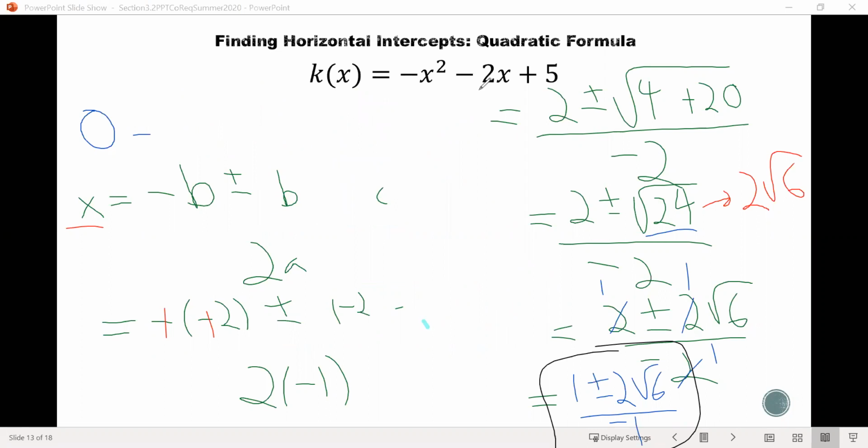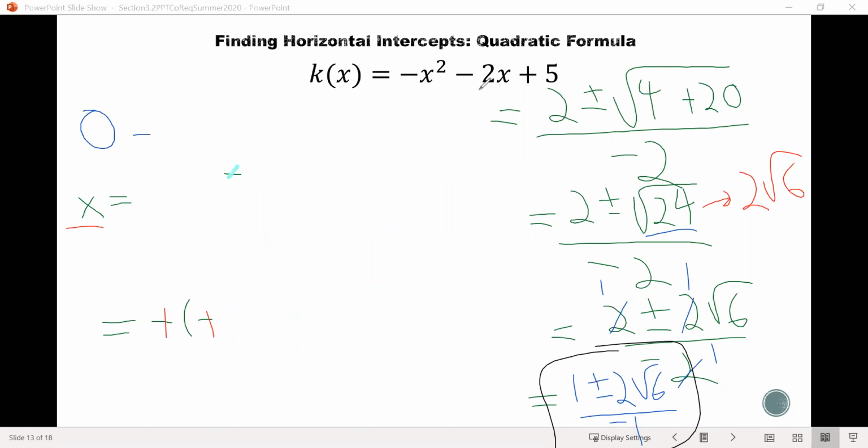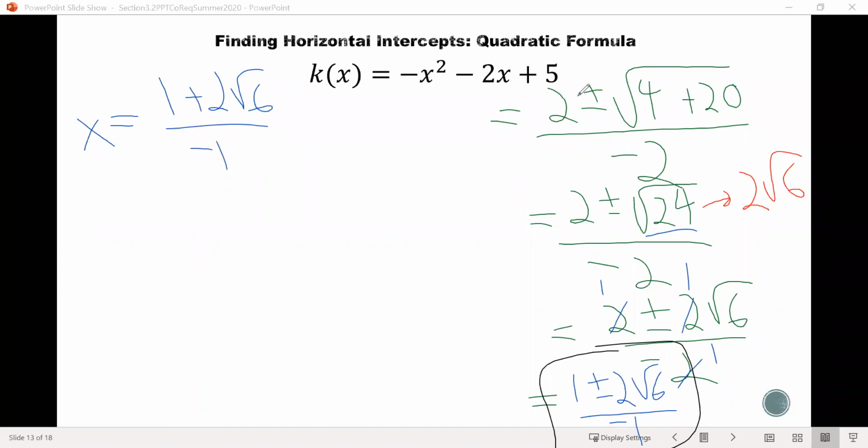And so a couple things to notice about this answer. First of all, it represents two different numbers, right? That's what the plus or minus tells us. So what this is saying is that one of our answers is x equals 1 plus 2 root 6 all over negative 1, and one of our answers is 1 minus 2 root 6 over negative 1, which we can use to then make coordinate points for our intercepts.